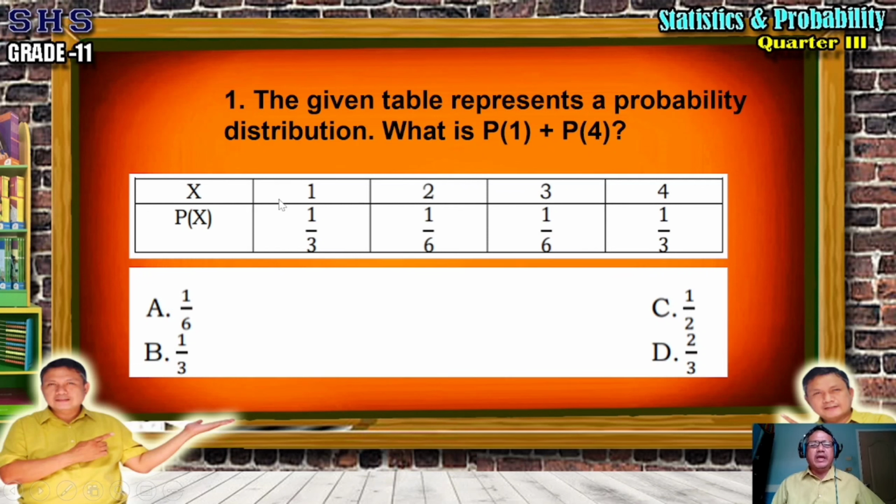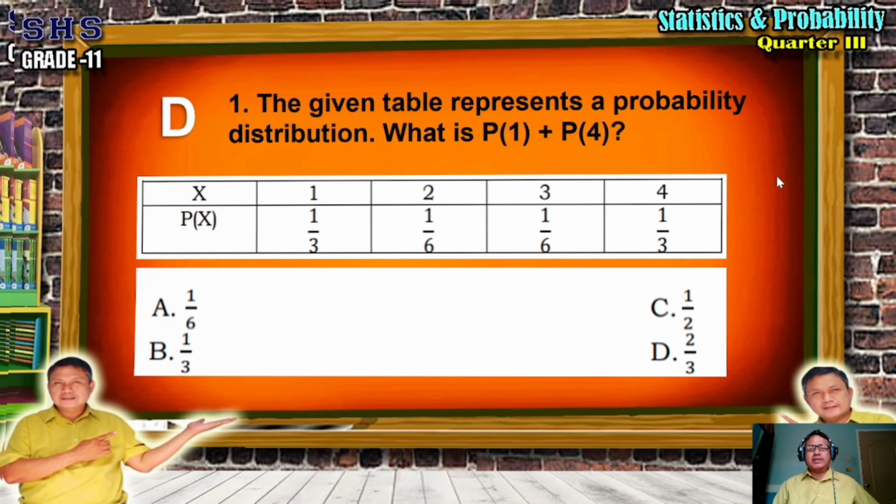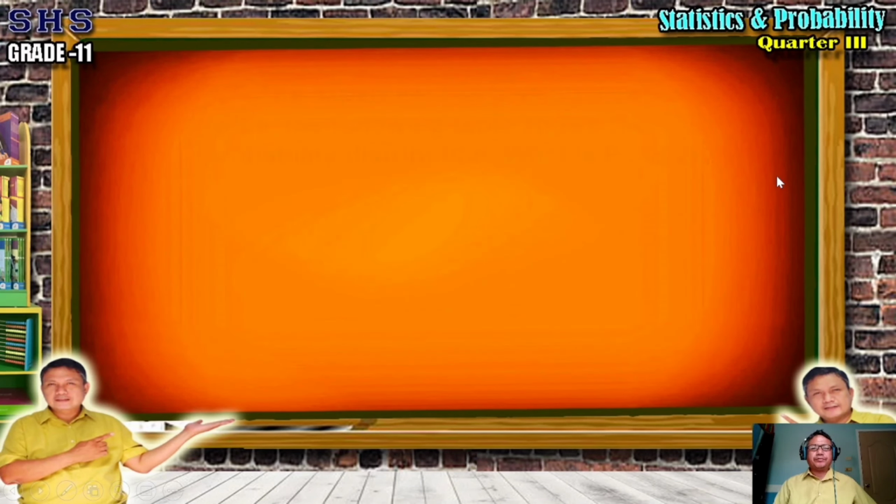So, ibig sabihin, hanapin lang natin yung probability na nasa tapat ni 1 at ni 4. So, 1/3 plus 1/3, what is the answer? Exactly. So, the answer is 2/3. At yun ay matatagpuan sa letter D. Therefore, the answer for number 1 is letter D. Okay, maliwanag po ba example number 1? Proceed tayo sa example number 2.